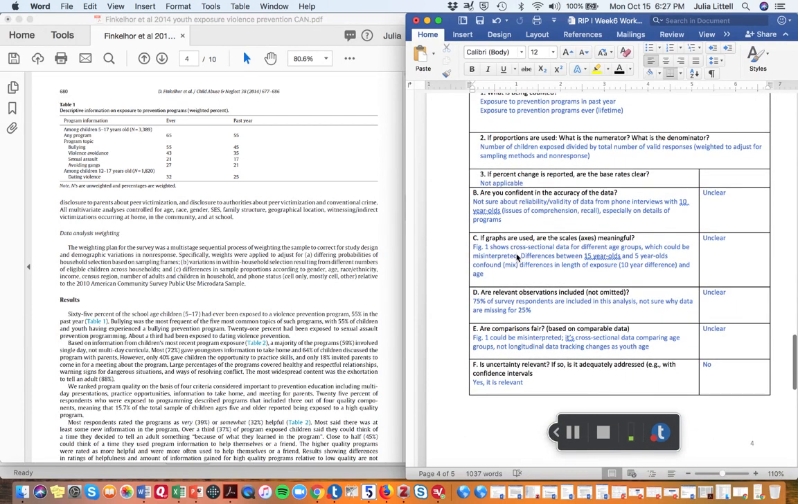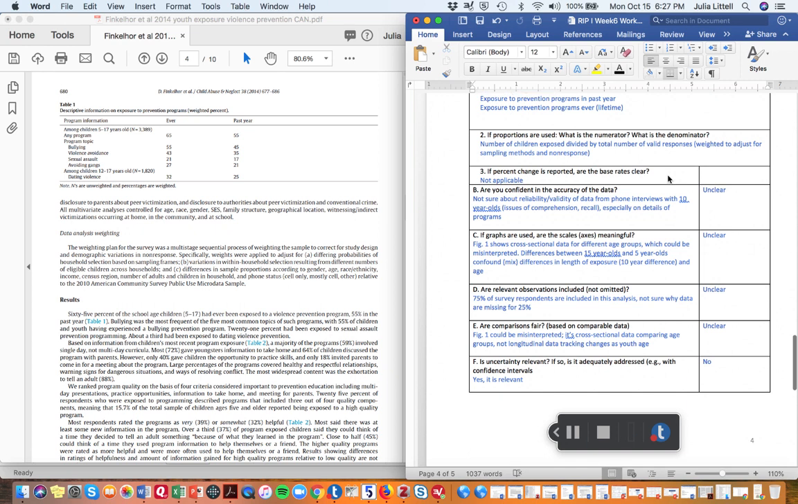If proportions are used, and they are used here, they're percentages, what is the numerator? Well, the numerator is the number of children exposed to each kind of program, and the denominator is the total number of valid responses, number of children in the analysis. The authors note that this is a weighted analysis, and that means they've just adjusted the data for random sampling methods and non-response, the fact that some people didn't respond to questions. That's appropriate. I don't expect you to understand that in any kind of detail. If percentage change is reported, are the base rates clear? They have not talked about any percent changes, so that's not applicable here.